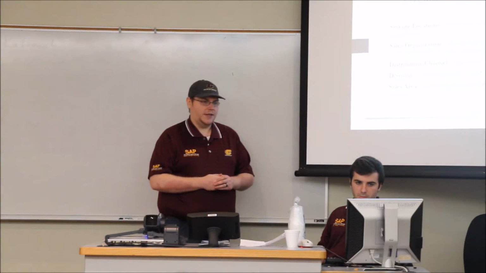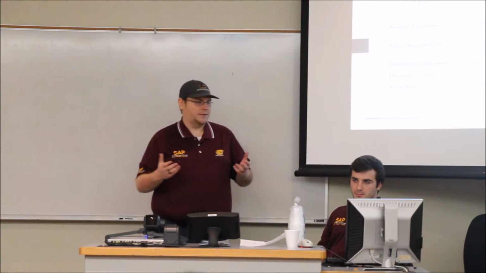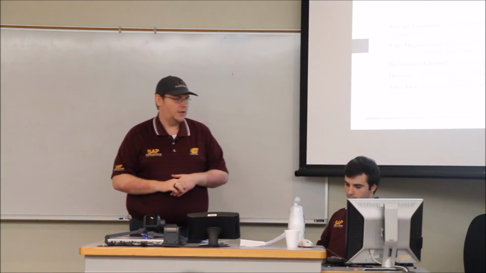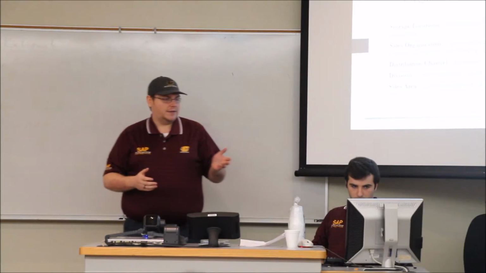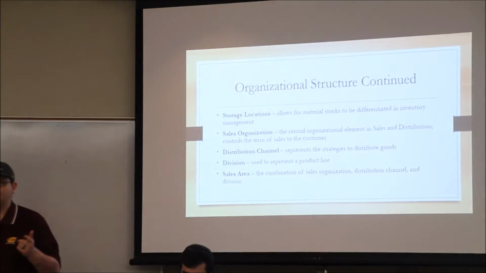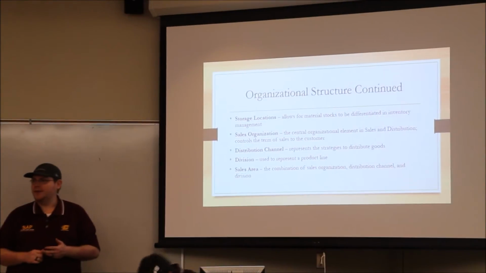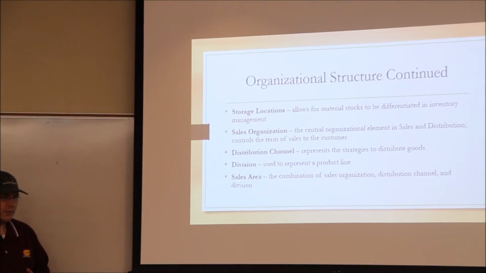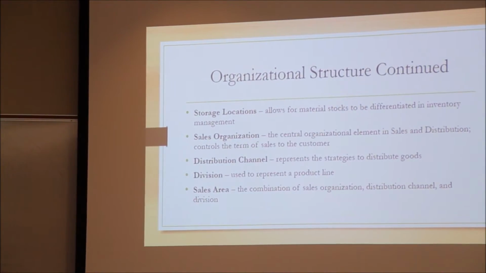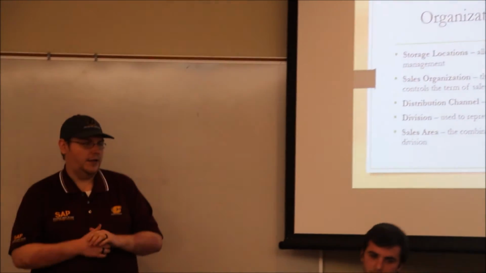So the sales organization is the central organizational element of sales, right? It controls the terms of the sales to the customer. A distribution channel, like it says, represents strategies to distribute goods. That could be wholesale, retail, or the internet. Those sorts of things are distribution channels. Now, the division represents a product line itself. And a sales area is a unique combination of the sales organization, the distribution channel, and the division.